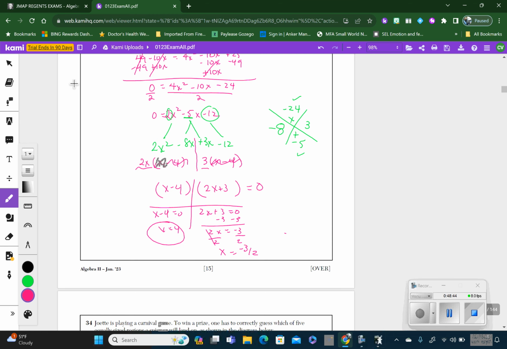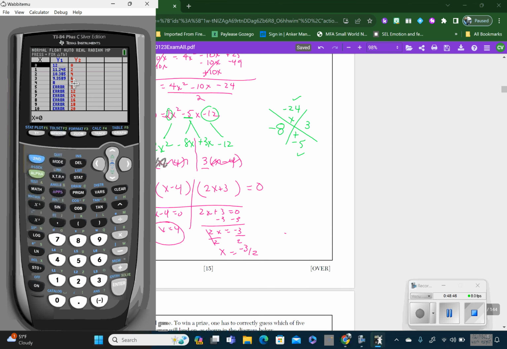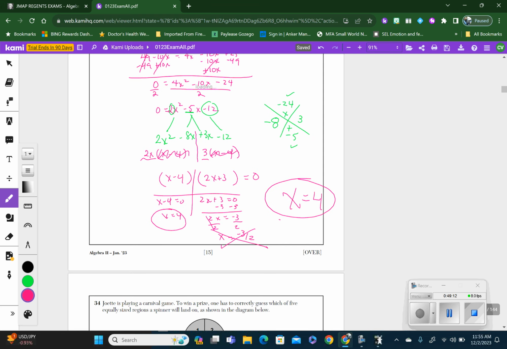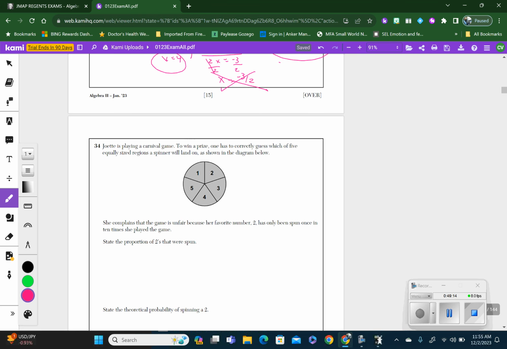Now I'm going to check negative 3 halves, but I can't get negative 3 halves here. So I hit second window, which is table set, and I'm going to put in negative 3 halves. 3 divided by 2, and then I'm going to go to my table. And those two numbers are not the same. Y1 and Y2 are not the same. So that means that the negative 3 halves doesn't work. So my only answer is x equals 4. Okay, so x equals 4. I'm going to make that pretty big. Okay. I'm going to skip this for now.